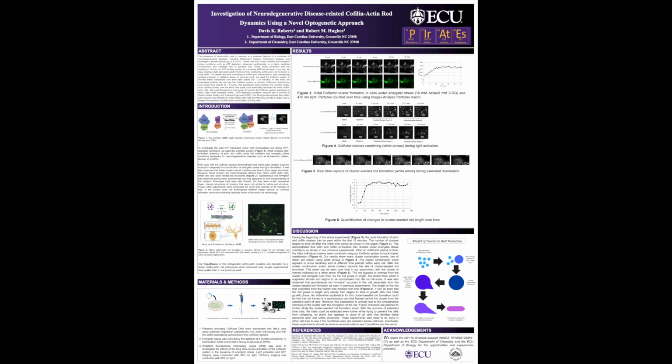In the future, we plan to further study the cluster-seeded rod formation event. With the success of extended time trials, the trials could be extended even further while trying to prevent the cells from collapsing, which is an event that appears to occur in all cells that develop these abnormal actin and cofilin structures. These experiments also need to be done in other cell lines to see if the conditions are constant across cell lines. Eventually, these experiments should be done in neuronal cells to see if conditions are the same.